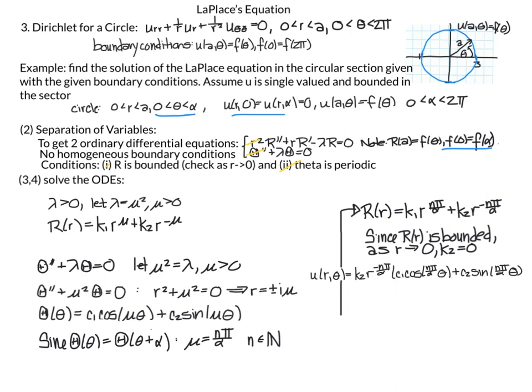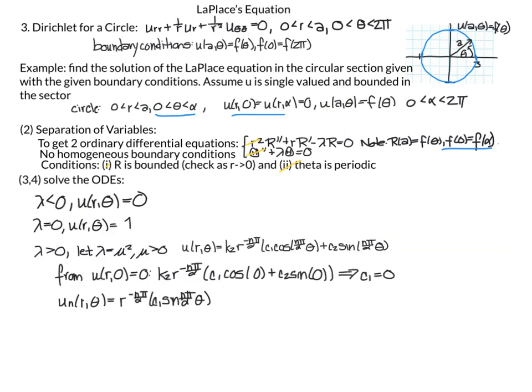And since r is bounded, as r approaches 0, our k2 still equals 0, and this is our final answer for u of r theta: k1 r to the n pi over alpha, times c1 cosine of n pi over alpha times theta plus c2 sine of n pi over alpha times theta. And I said final answer, but I guess I didn't really mean it. We have these solutions here summarized. We have our lambda greater than 0, for which we found our u of r theta.